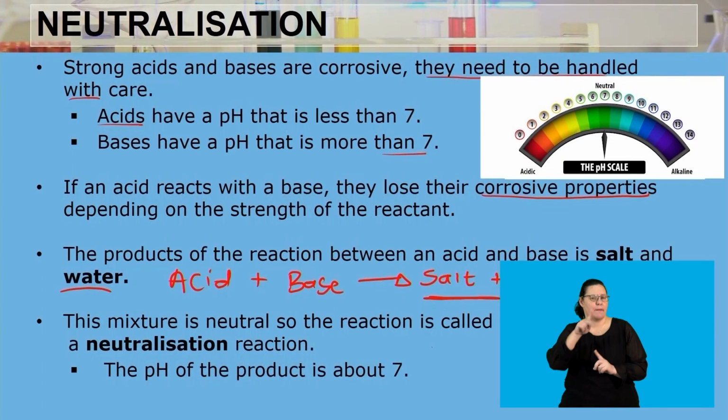Now, the pH of the salt will be around 7. And remember, if a substance has a pH of 7, then it is going to be a neutral substance. So the salt that you're going to be producing when we are reacting an acid and a base is going to have a pH of around 7.